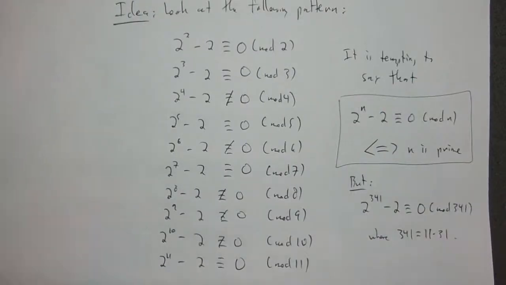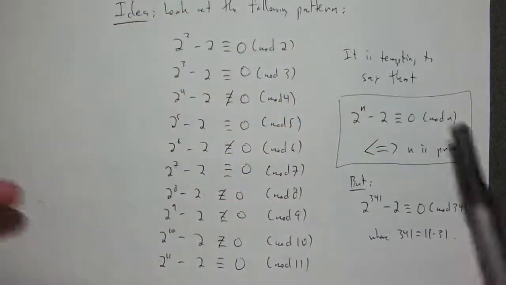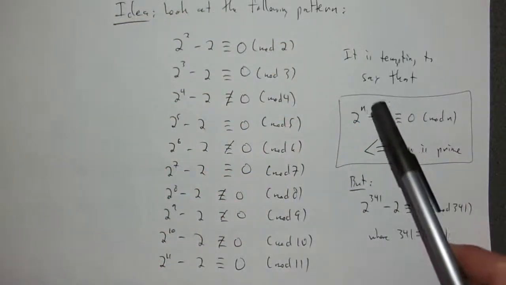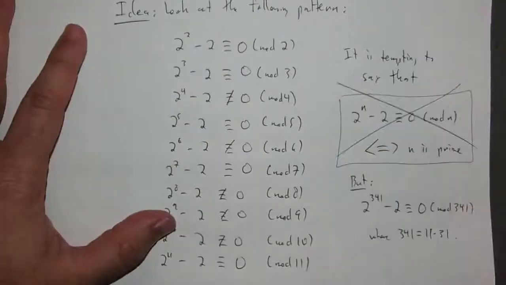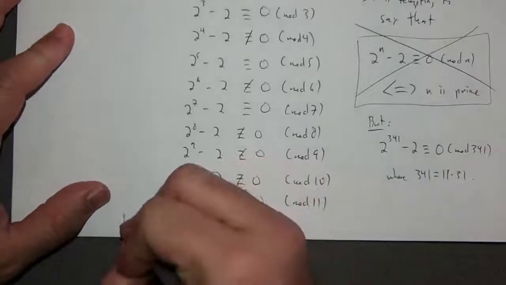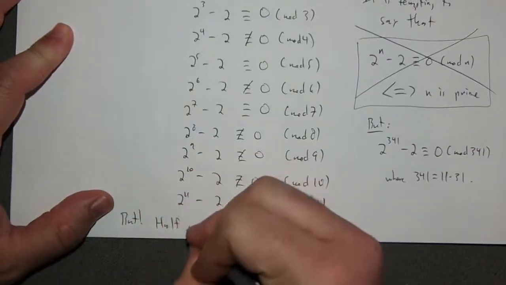Okay. But what part is not true? Well, actually, only this forward direction. So the only part that's not true in this if and only if statement is the forward part. So the backwards part, that if n is prime, then this is congruent to 0 mod n, that's actually true. So this is not true, but half of the statement is true.